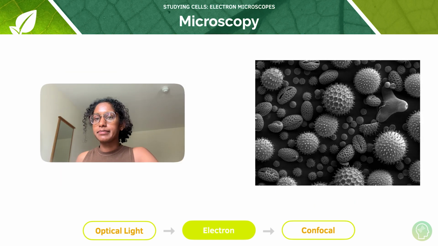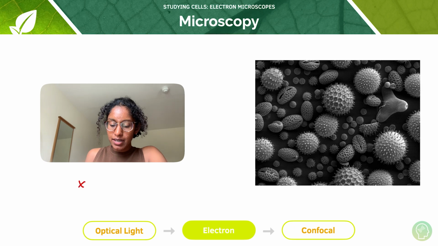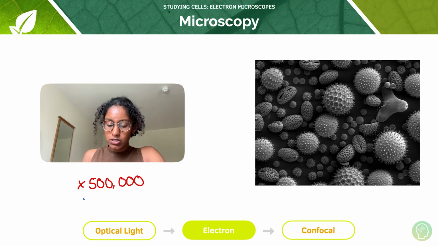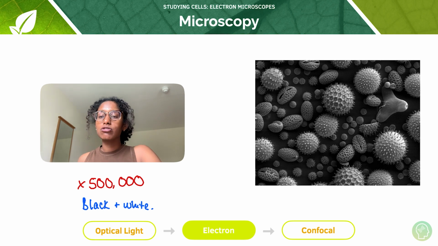Okay, so the maximum magnification is times 500,000, so much more than our light microscope if you compare that to our last tutorial. An important note is that electron micrographs are black and white. So electrons cannot be seen by the human eye, hence they are projected onto a fluorescent screen to form a black and white image.